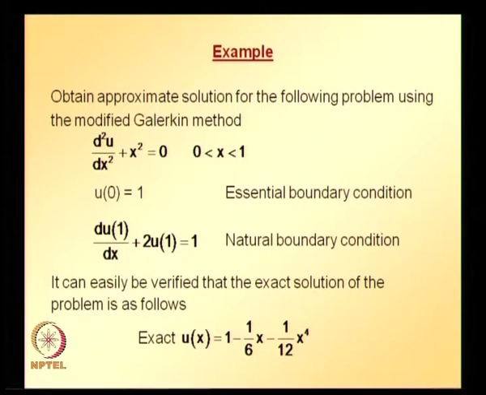And now we look at the next problem. This problem we also solved using variational method, and what we will do is solve the same problem using Galerkin method, modified Galerkin method. The problem statement is given here. Second derivative of u with respect to x square plus x square is equal to 0, problem domain is 0 to 1, essential boundary condition u evaluated at x is equal to 0 is 1, and natural boundary condition derivative of u evaluated at x is equal to 1 plus 2 times u evaluated at x is equal to 1 is 1.